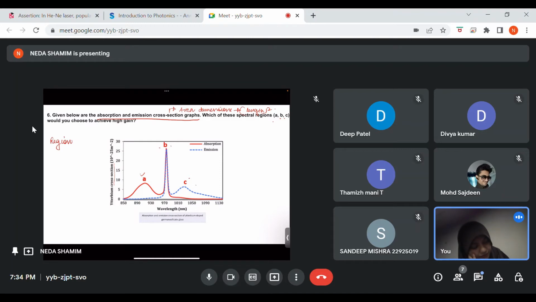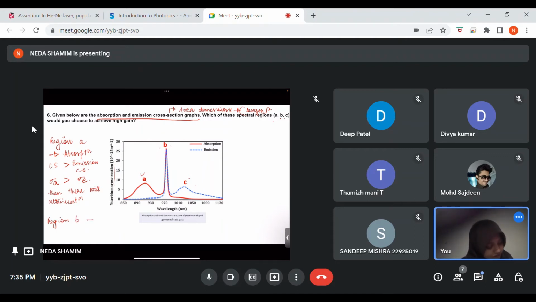We'll just break it into different parts. In region A, we see that the absorption cross section is greater than the emission cross section. Now, if the absorption cross section sigma A is greater than the emission cross section sigma E, then there will be attenuation of the signal, because there is more absorption and less emission. So in region A, there is attenuation because the absorption cross section is greater than the emission cross section.